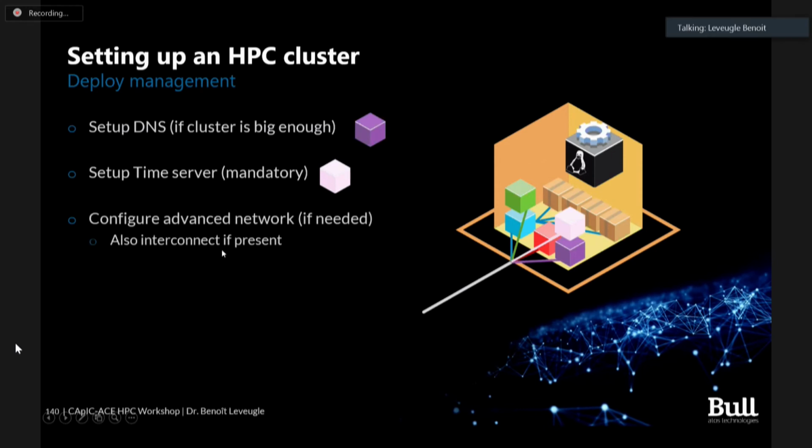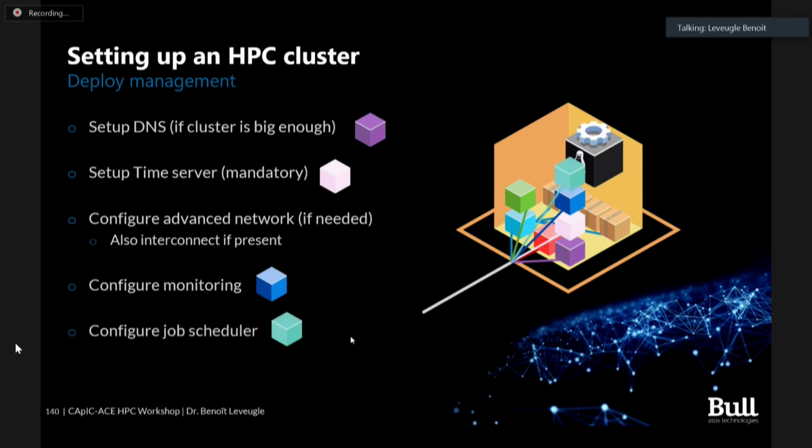You can configure advanced network if needed. Also configure the interconnect if you have one. You will configure the monitoring. Monitoring means you want some sensors to check your cluster, if the cluster is okay, in good shape, etc. Then the job scheduler. The job scheduler is going to manage the jobs of the users. And user authentication, LDAP, stuff like this.